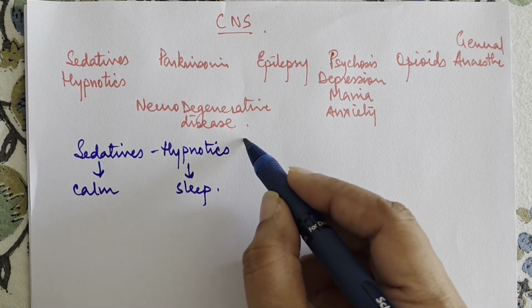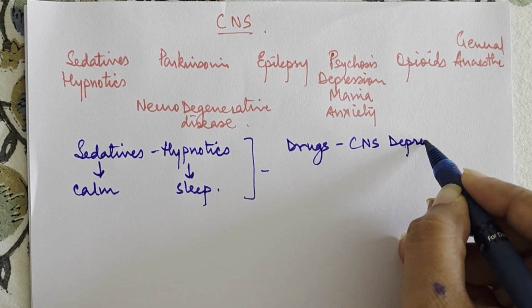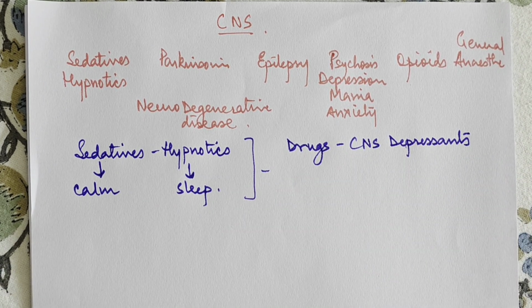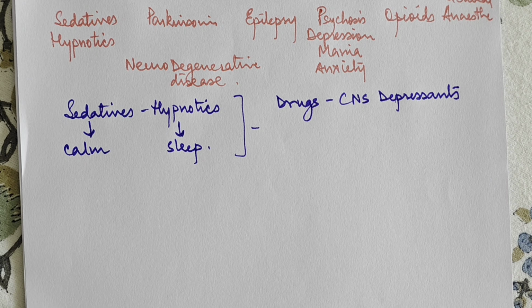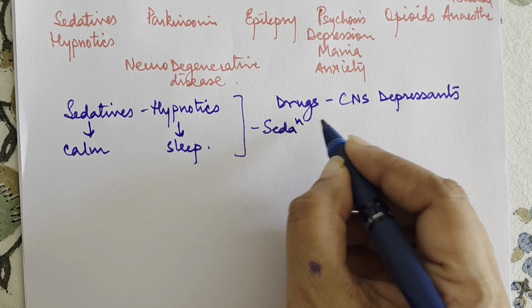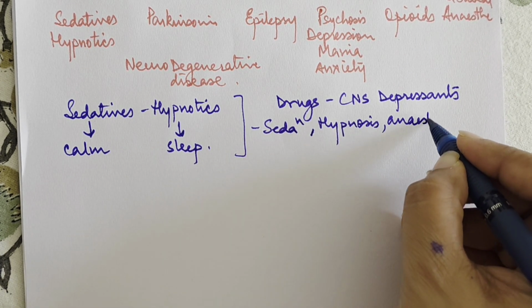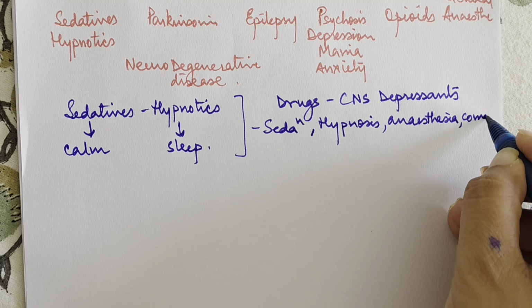Now the drugs here are CNS depressants, because to calm the CNS or to make the person sleep means that you are actually sedating, you are depressing, you are hyperpolarizing the electrical impulses. Very simple to understand that way. So the CNS depressants cause sedation, hypnosis, anesthesia, and then they can even cause coma depending upon the dose, right?